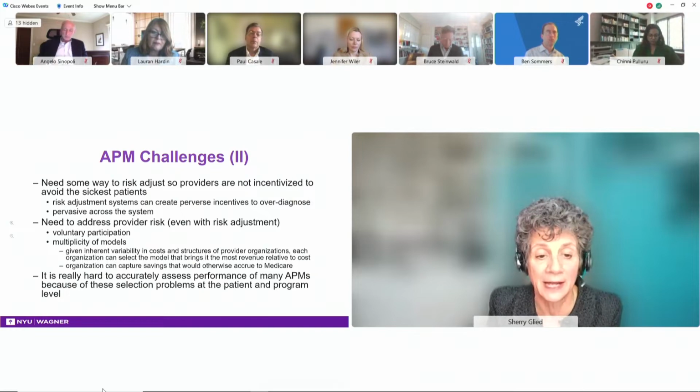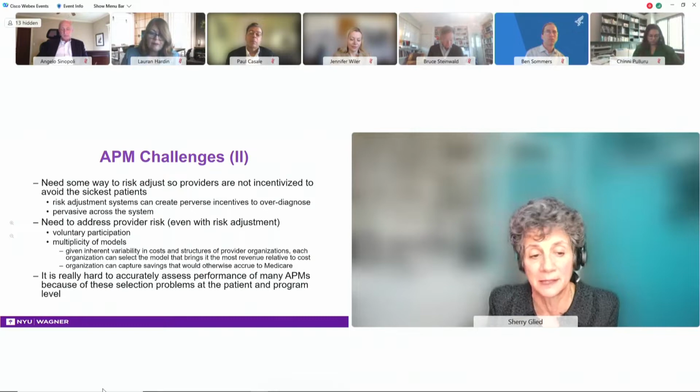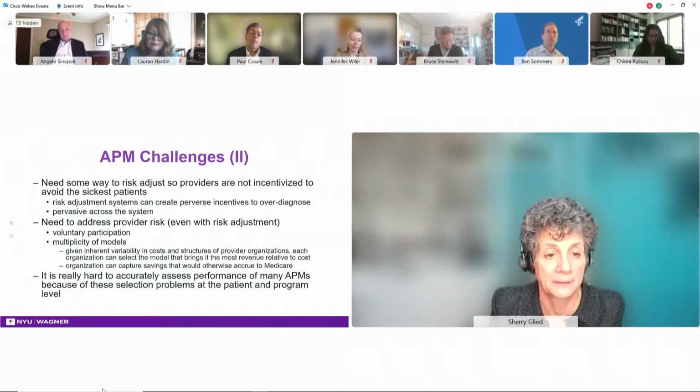It's also really hard to accurately assess the performance of many alternative payment models because of the selection problems at the patient and program levels. Next slide, please.